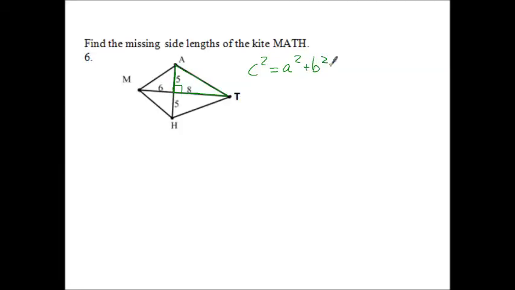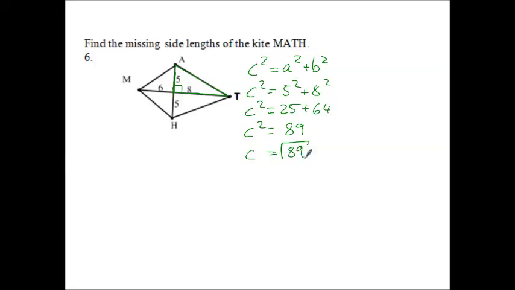C squared refers to our hypotenuse, which is the side of our kite. So c squared is equal to 5 squared plus 8 squared, which is 25 plus 64. C squared is equal to 89. That means that c has to be equal to the square root of 89.